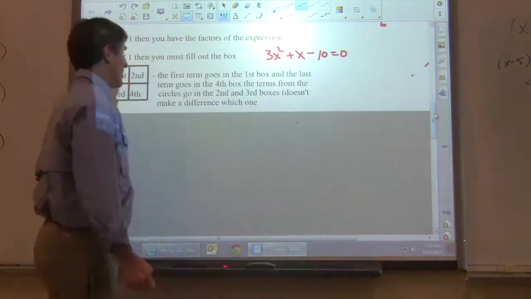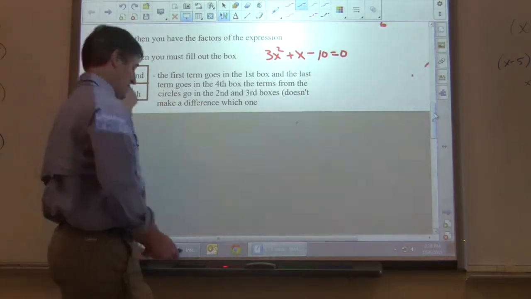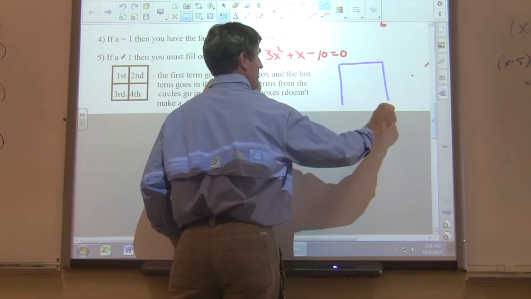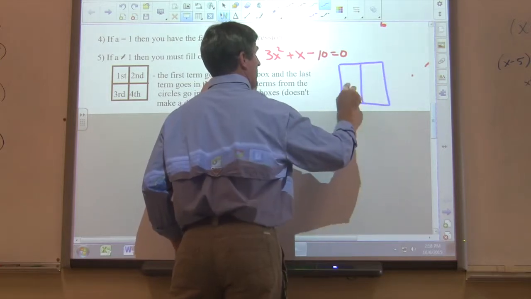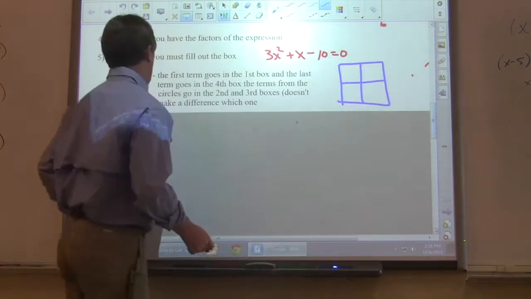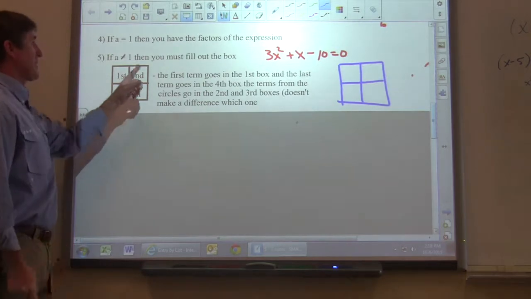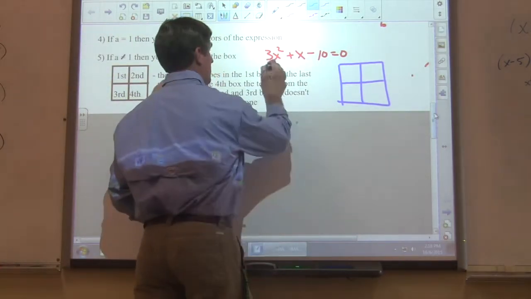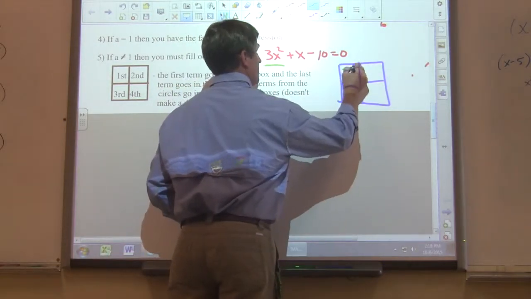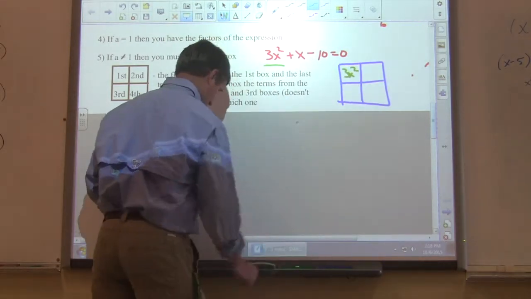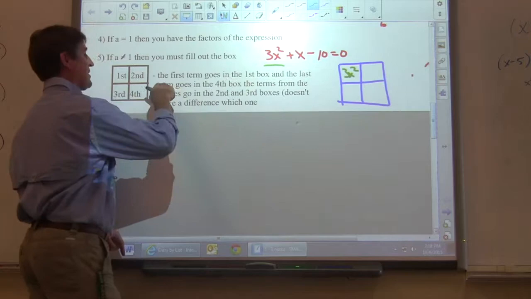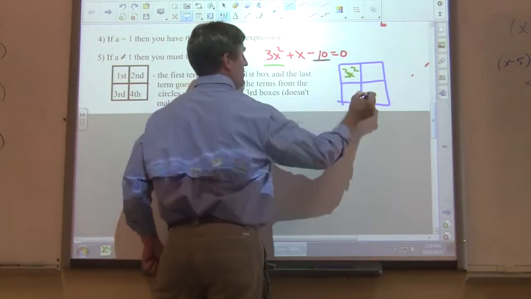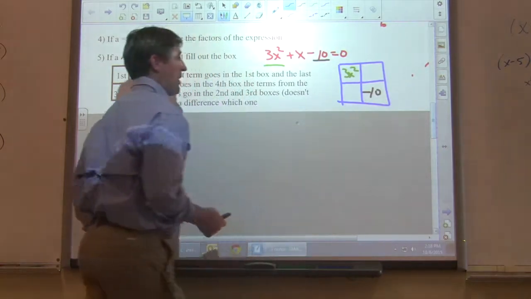So, as we do this, I'm going to go ahead and build the box over here. So make a big square, break it up into 4 boxes. Remember, the first box contains your first term. So that's where the 3x squared goes. Okay? The last term goes in the fourth box. So the last term goes in the last box.